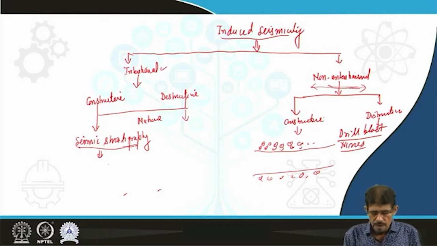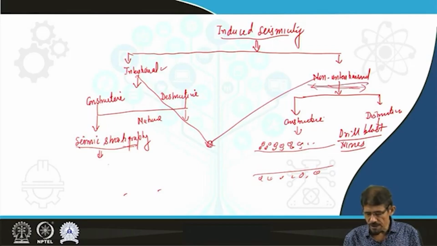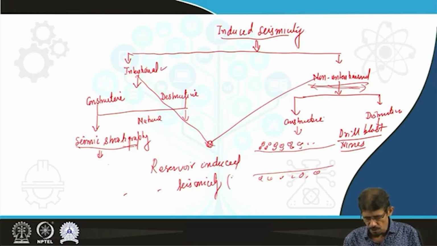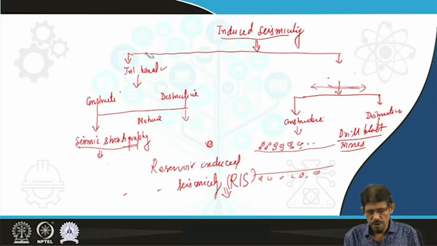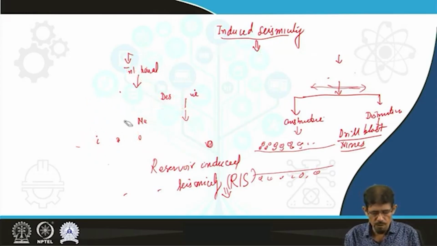So, in addition to this intentional and non-intentional, one of the non-intentional seismicity which is debated in various communities throughout the world is reservoir-induced seismicity. The reservoir-induced seismicity we are recalling in short as RIS. This RIS is due to impoundment of water behind a dam. So here we are going to elaborate about generation of RIS.